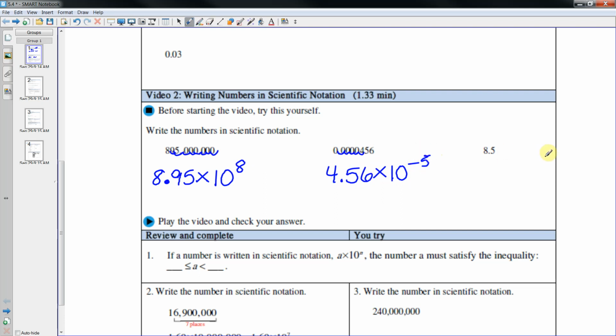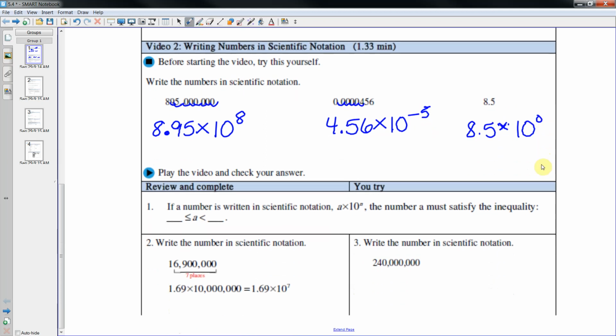Now, 8.5 is already written in scientific notation. It's already between 1 and 10. If I were going to write that one in scientific notation, you could write it 8.5 times 10 to the 0 power, and remember, anything raised to the 0 power is a 1. So if you have a number written in scientific notation, A times 10 to the n, the number must satisfy the inequality between 1 and 10. And notice it can't be equal to 10, it has to be less than 10.